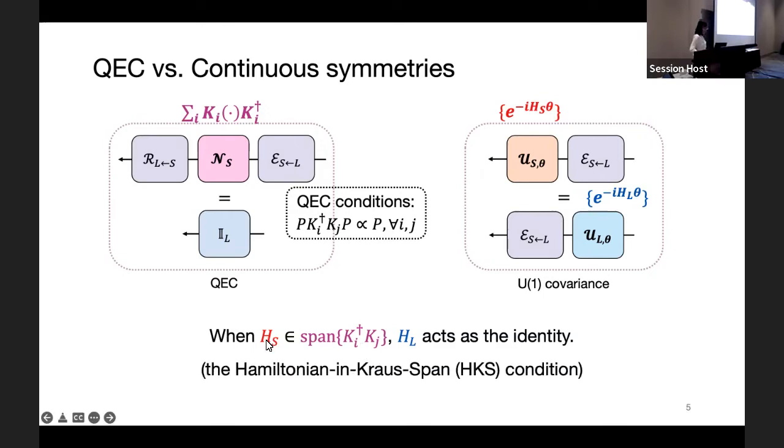So that basically is a proof of the incompatibility between error correction and continuous symmetries. And this condition here is called the Hamiltonian-in-Kraus-span condition, or HKS condition, and we will assume that it holds throughout this talk.